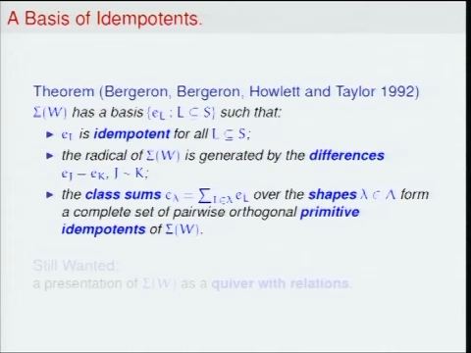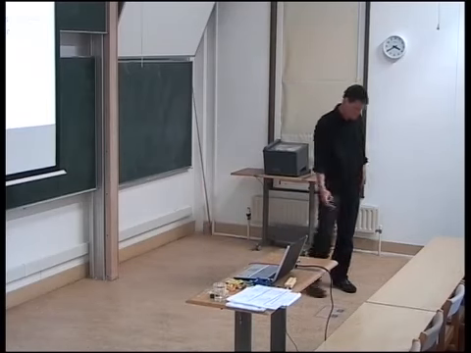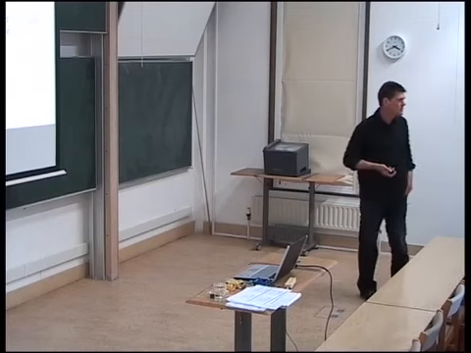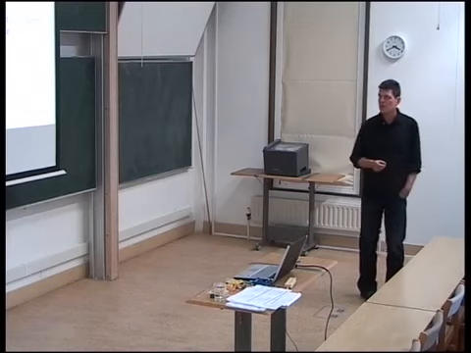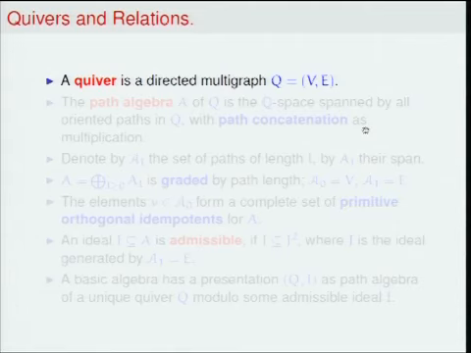This is a good step towards a quiver presentation. The primitive idempotents give us the vertices of the quiver we're looking for. But what's still wanted is a proper presentation of the descent algebra as a quiver with relations. So what do I mean by this?